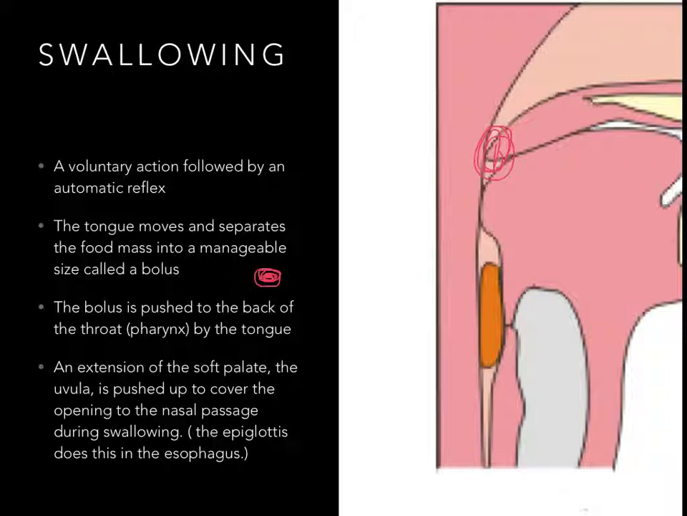An extension of the soft palate, the uvula, is pushed up to cover the opening of the nasal passage. During swallowing, the epiglottis does this in the esophagus.